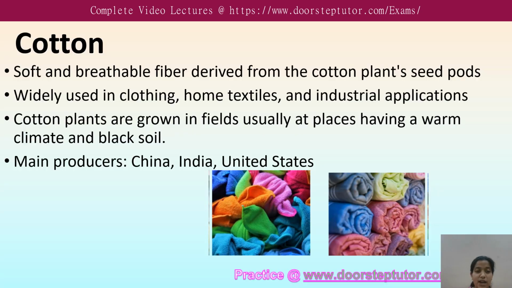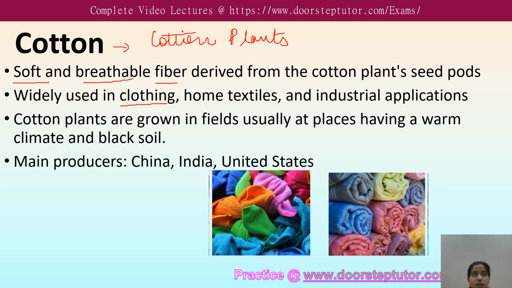Plant-based natural fibers. Now what are plant-based natural fibers? The first example of a plant-based natural fiber is cotton. When we talk about cotton, we get cotton from cotton plants, right? So cotton plants are plants like any other plant, maybe like apple. Similarly, there are plants for cotton and their fruits are basically cotton. These are soft and breathable fibers which are derived from cotton plant seed pods, right? When we talk about cotton, where is it used? Definitely we use cotton in clothing, right? So we wear cotton.